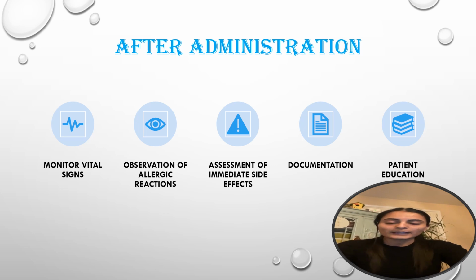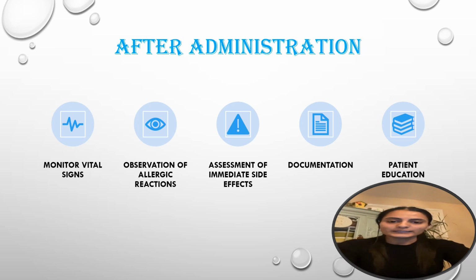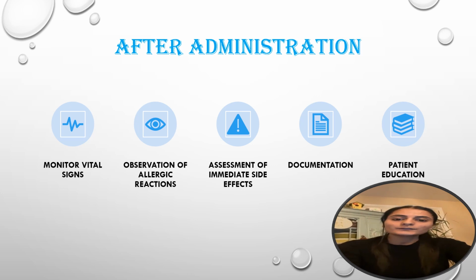Next is the nurse's role after administering anticoagulants. First of all is the assessment of vital signs every 2 hours to check the stability of the patient. Second is the observation of allergic reactions and immediate side effects to the drug so that we can notify the physician or take any immediate action. The next step is documentation of each and every event after the administration of anticoagulants, and documenting each dose at the proper time before or after the end of the shift.